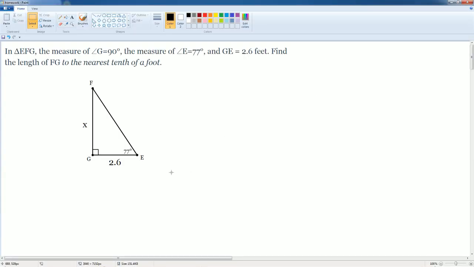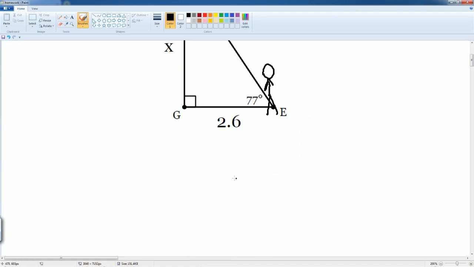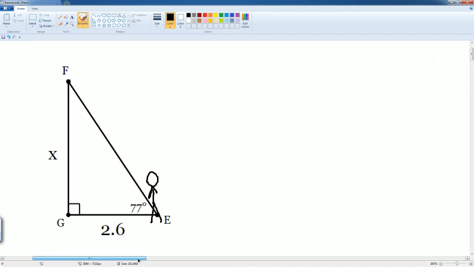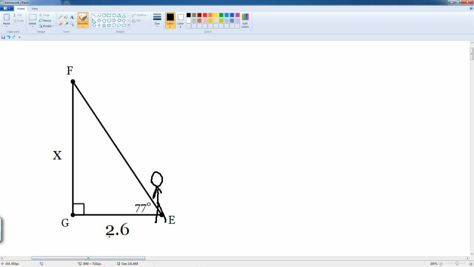To approach this, we want to first draw our person, and we always want to draw it next to the angle, which is going to be 77 degrees here. This allows us to label our information about our sides. The 2.6 here is going to be the adjacent side, and the x here is going to be the opposite side.